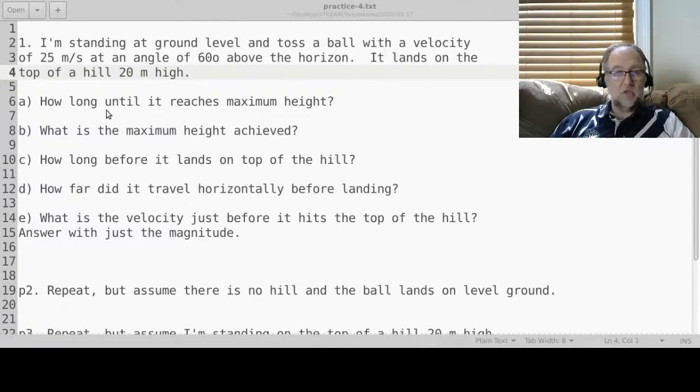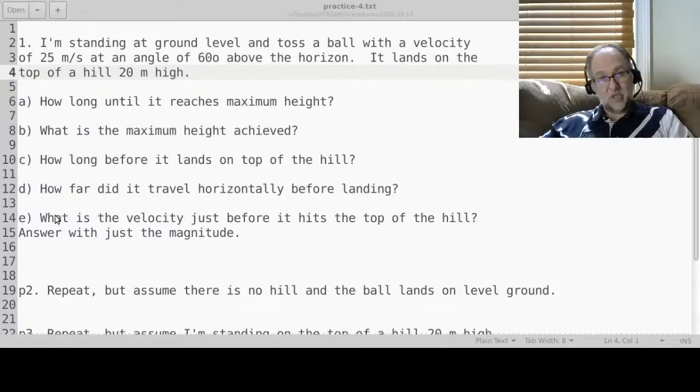And there's actually two sets of questions here. A and B go together, and they're asking how long does it take before it reaches maximum height, and what is the maximum height achieved? And then C, D, and E talk about not maximum height, but when it actually lands on the top of a hill. So, how long until it reaches maximum height, and what is the maximum height achieved?